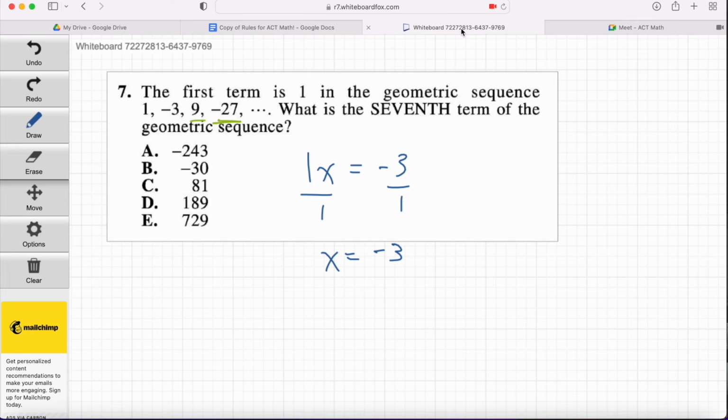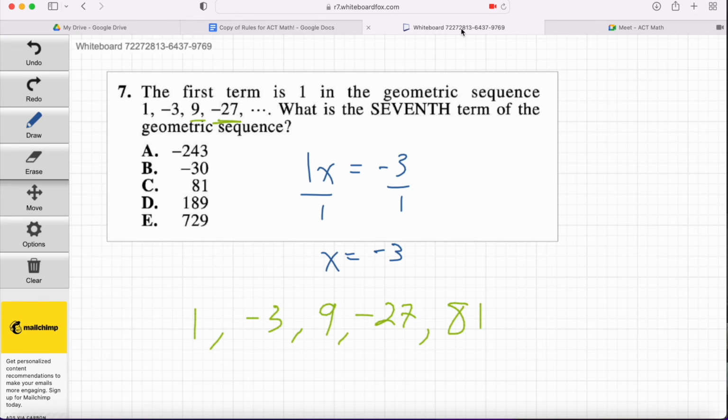Okay, so we know the first 4 terms. I'm going to list these out here. We've got 1, -3, 9, -27. We can figure out the 5th term in the sequence. What's the 5th term in the sequence? 81. Yeah, positive 81 because we're multiplying by -3 there.